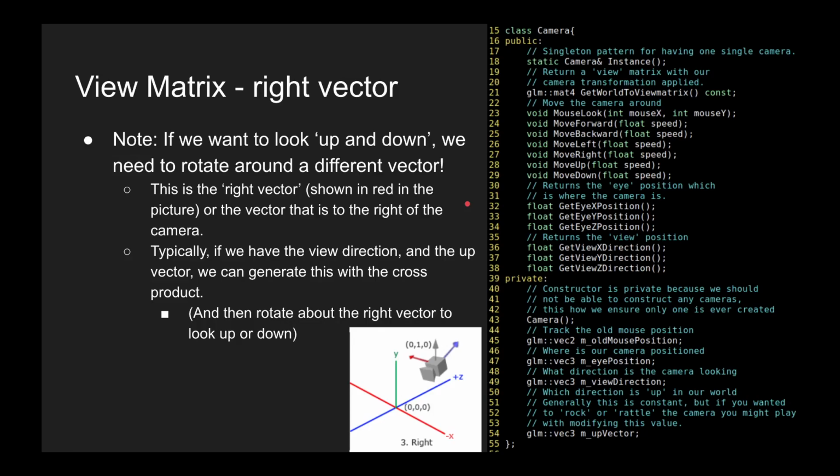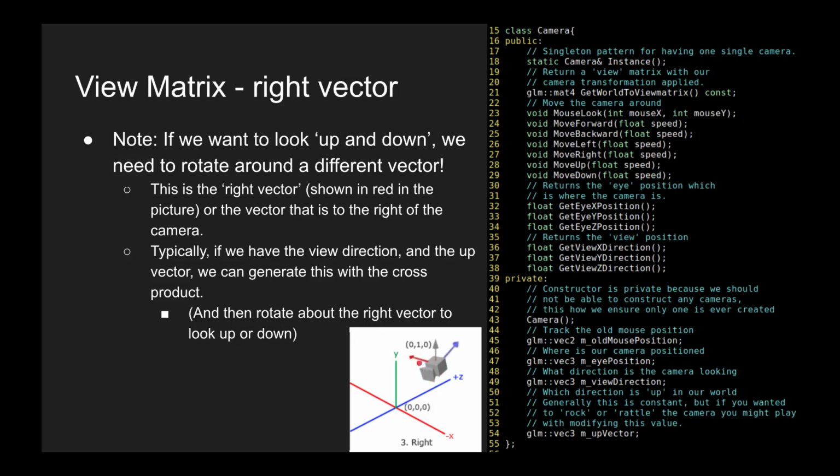Now what if I want to also look up and down in my scene? I've sort of covered left and right. Well, we need to rotate about a different vector, and it's not explicitly shown here because you can calculate it, but we have something called the right vector. So you could implement this. You're allowed to add stuff to your camera if you want. That's totally fine, this is your code. But the right vector is this thing here, highlighted in red. That's the vector that points to the right of the camera.